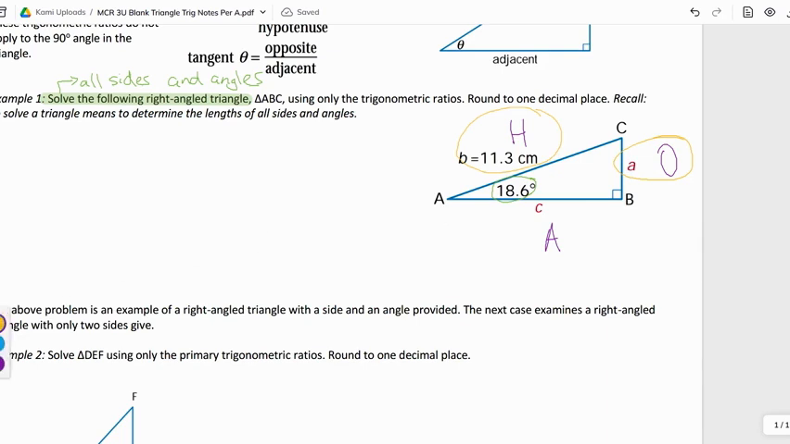So if I'm starting off by finding side A, which trig ratio am I using? O over H, I'm using sine. So I have that sine of 18.6 degrees is opposite over hypotenuse. I multiply both sides by 11.3.